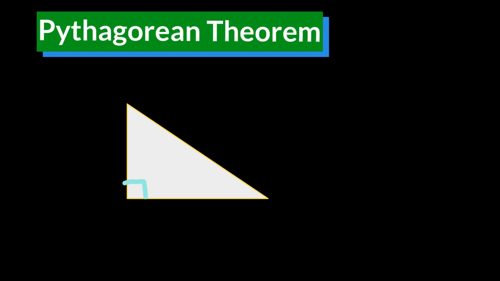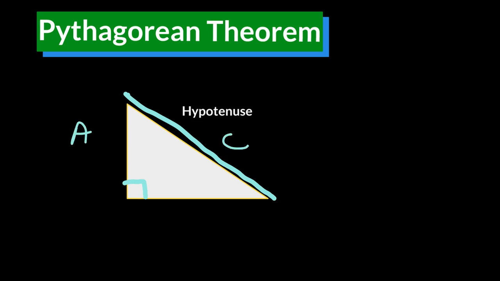Also, whenever you have a right triangle, this longest side here is going to be across from the 90-degree angle, and we call this longest side the hypotenuse. I'm going to label the hypotenuse C, and this side A, and this side B.